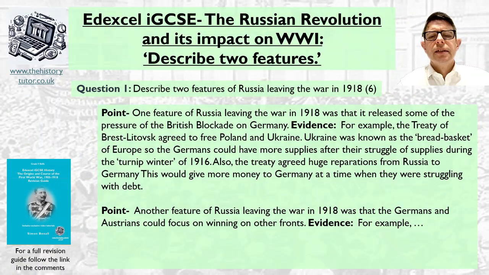Okay, so I've said that another feature of Russia leaving the war in 1918 was that the Germans were now able to focus on winning on other fronts. Now let's give some evidence to back this up. Pause me now, see if you can describe an idea.